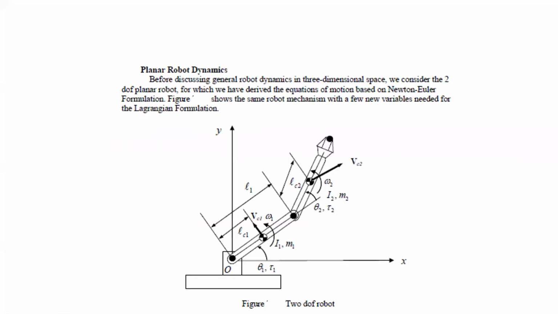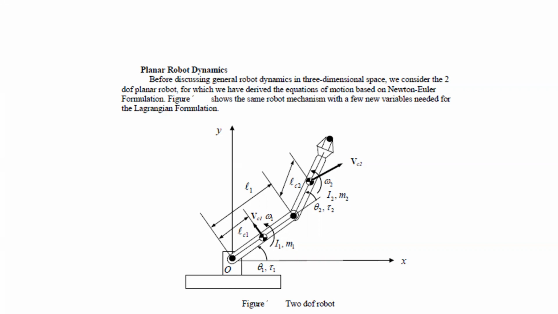This is the planar robot dynamics. Before we discuss general robot dynamics in three-dimensional space, we consider the two degree of freedom planar robot for which we have derived the equation of motion based on the Newton-Euler formulation. The figure shows the same robot mechanism with a few new variables needed for the Lagrangian formulation.